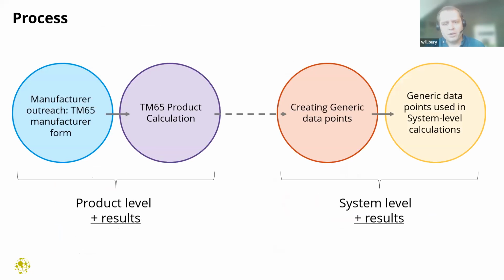We went through the whole process of contacting manufacturers, asking them if they had EPDs, and if they didn't, talking them through making TM65 forms, and then we went on to produce generic data points. We then combined these generic data points to create system-wide values. So for example, for 100 unit apartments, for a gas boiler, what's the embodied carbon per square meter?